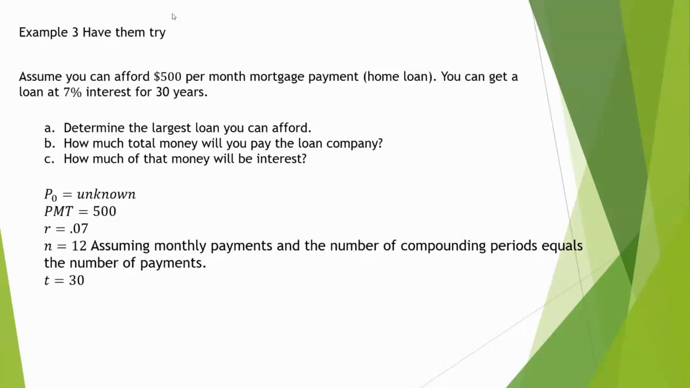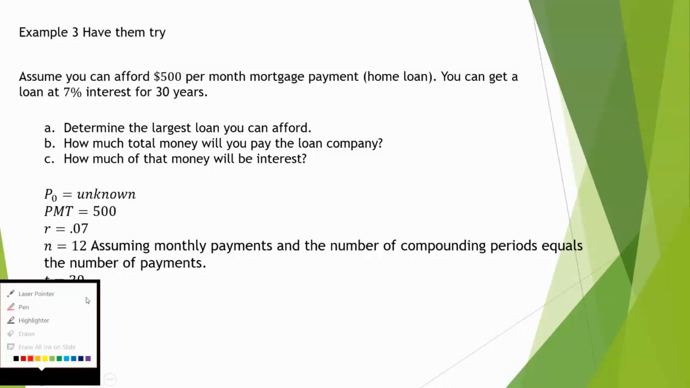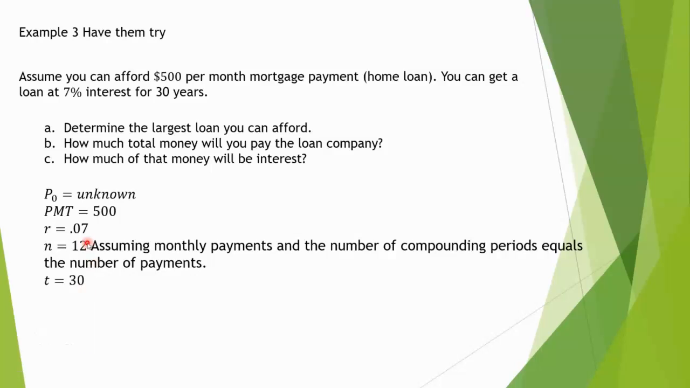But everything else we do know, which is nice. Our monthly payment is $500. We are able to make that payment. The loan is 7%. The APR, the interest rate, is 7%. So I'm going to solve this using the formula, and then I will use the TVM solver.